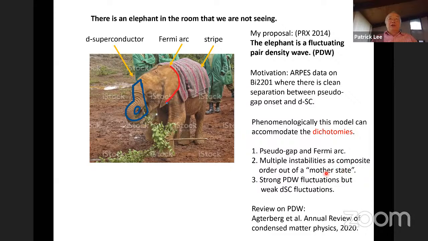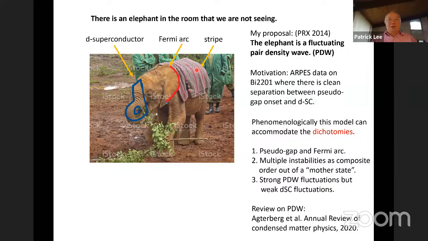And a consequence of this is that you can naturally explain a lot of the instabilities, such as charge density wave or nematicity, as a composite order based on this fundamental order. So the idea is that there's one fundamental order, which is called a mother state, which is fluctuating. But out of this fluctuating mother state, it can actually create daughter states that are ordered. And that could be the origin of many instabilities. So this is distinct from this intertwined order idea, that the things that we see are actually just the tip of the iceberg, if you like, that nature is kind enough to show us.